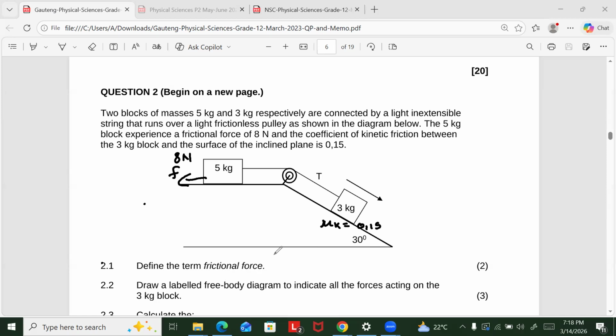Define the term frictional force. Draw a labeled free body diagram to indicate all the forces acting on the 3 kg block.